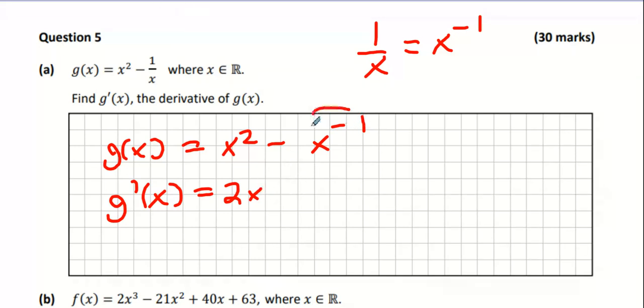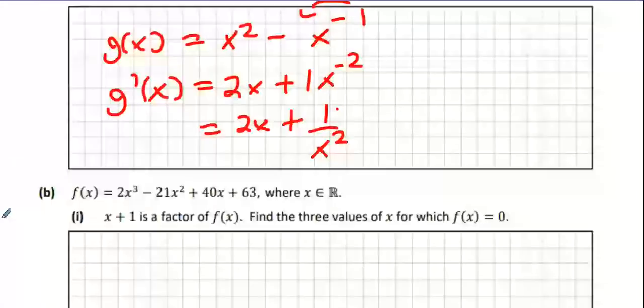Next thing, I'm going to bring the minus 1 to the front, multiply by minus, I'm going to get plus 1. Take 1 away from the power, x to the minus 2. And I can change that into 2x over, and then x to the power minus 2 actually means 1 over x squared. That's your first question, probably a 5-mark question, so you probably have that done already. I'll have a check in the marking scheme. Yep, that went for 5 marks.